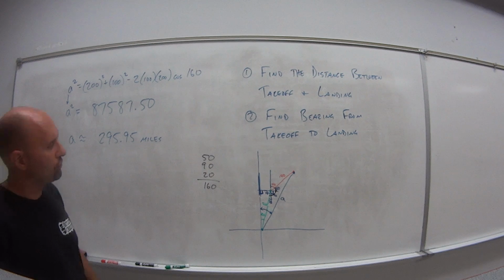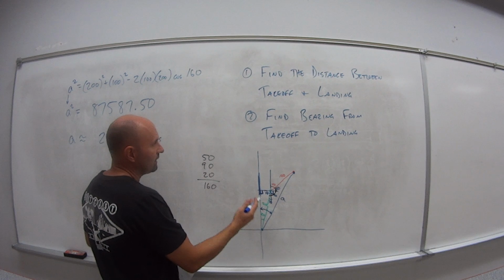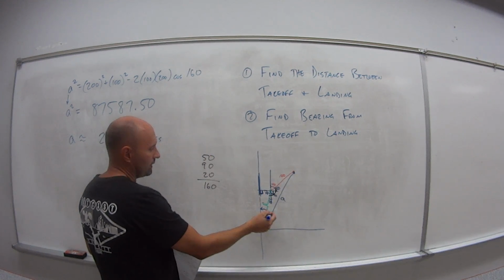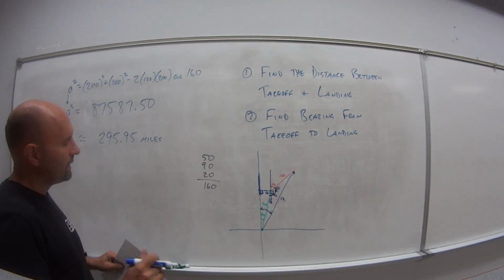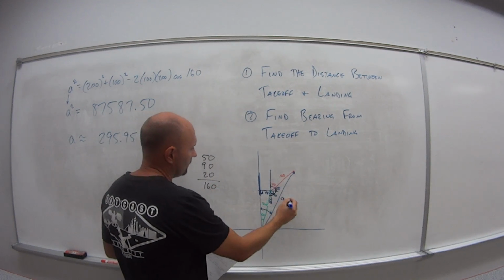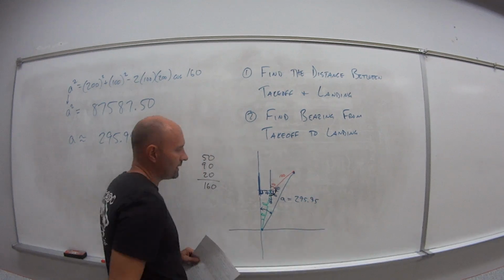Now we need number 2, which is a little bit trickier because we're trying to find again his heading if he just took off and landed at that point. So we need this value in here. We have this angle, the black is 160. This side we just figured out to be 295.95.